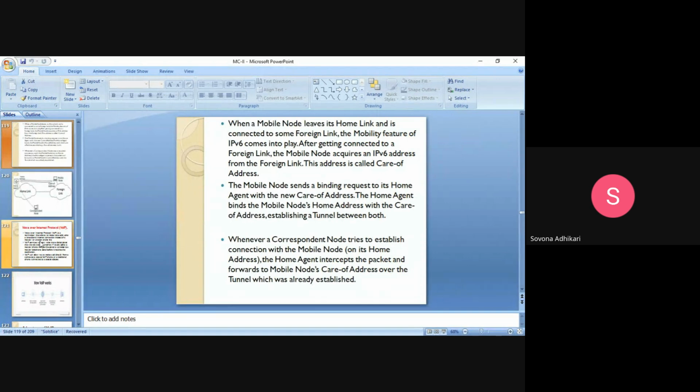So here the difference in IPv6 is that no foreign agent is there. That is, the mobile node itself sends a binding request to the home agent: I am at the new address, and this is my care of address. When it acquires a new IP address, it automatically sends this. But if you compare with the IP version, there a foreign agent is there. The foreign agent sends a request.